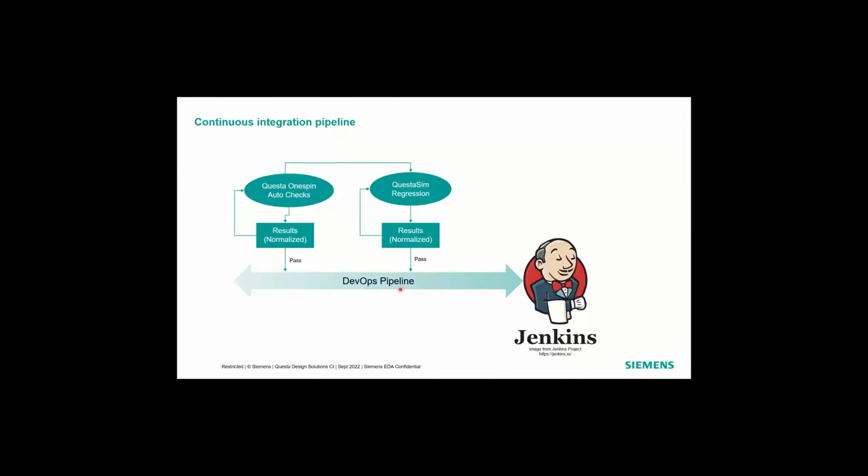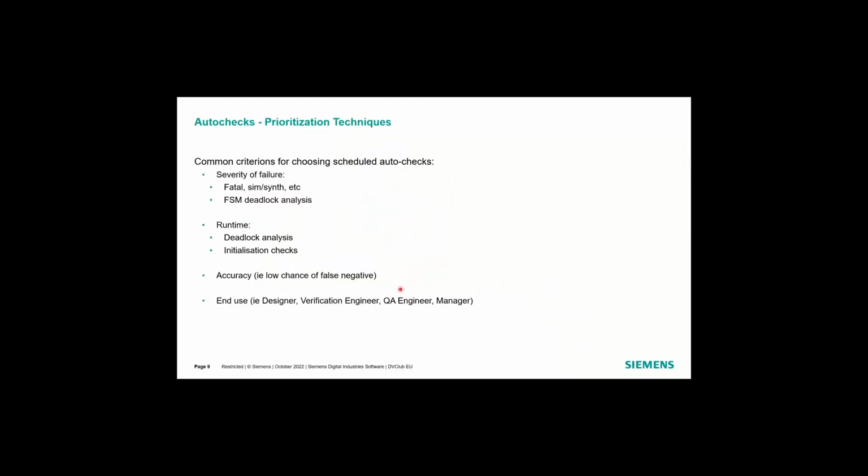In simulation, you may be using test grading to pick the best test to run for a minimum regression that you could run, for example, daily or over the weekend. For auto checks, you need to consider different prioritization techniques. And so the common criteria for choosing a regularly scheduled auto check are going to be slightly different.